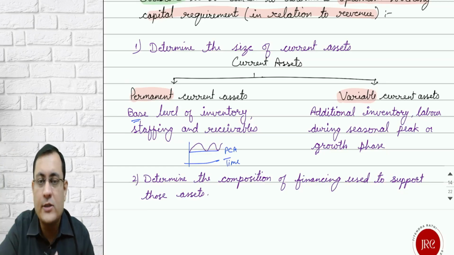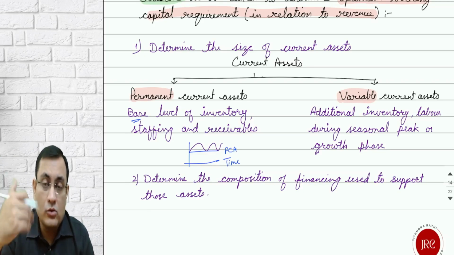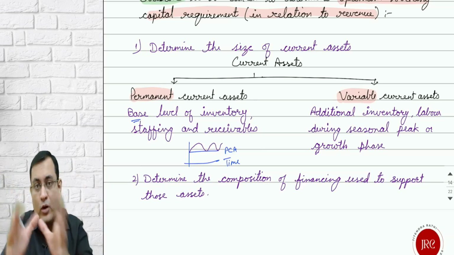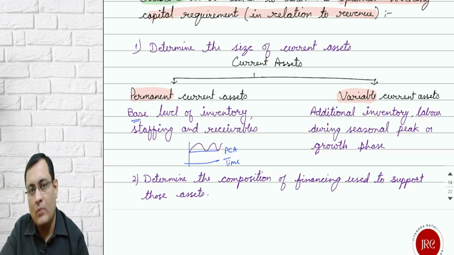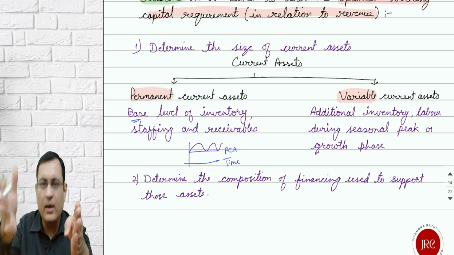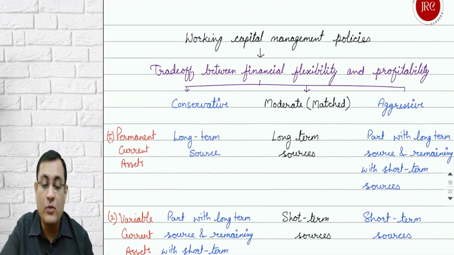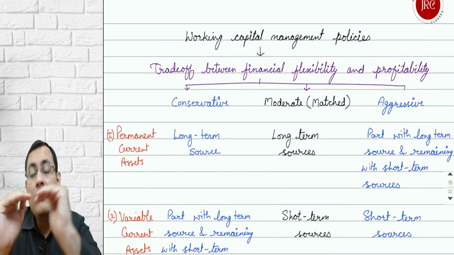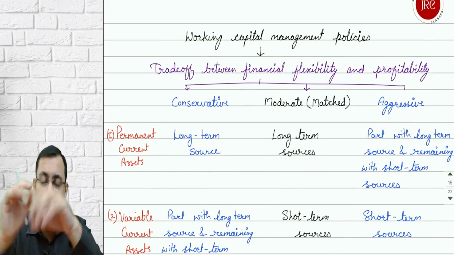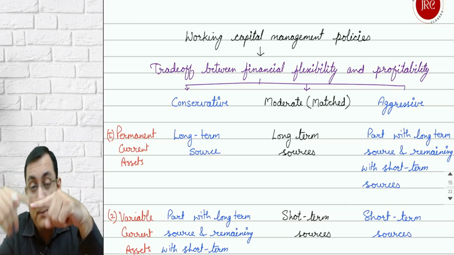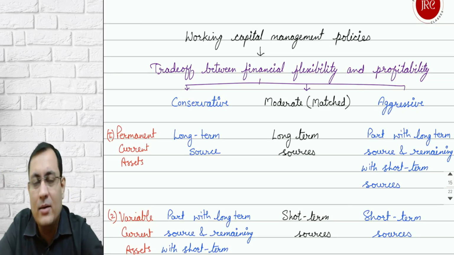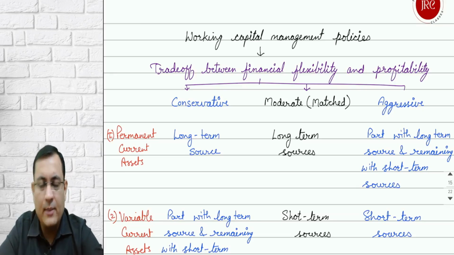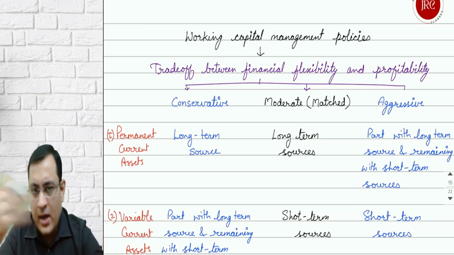Number two, what are the choices for financing? Short-term and long-term debt, so short-term sources and long-term sources. That's the core area of working capital policies: decide about your current asset level and decide about the financing. So we have three types of working capital policies where we try to balance the trade-off between the two competing objectives of profitability and liquidity. Number one, conservative working capital policy, second moderate or matched, and third is called aggressive.